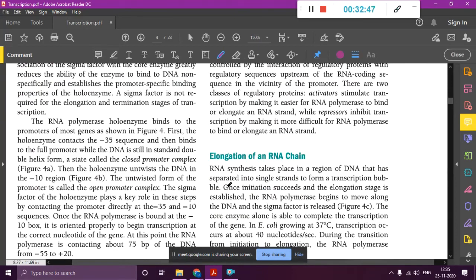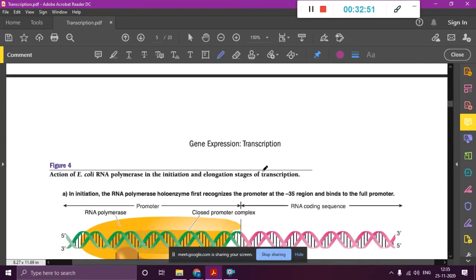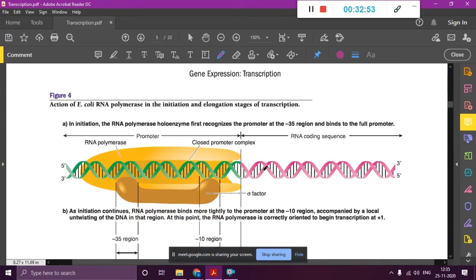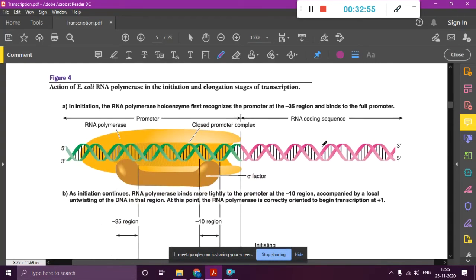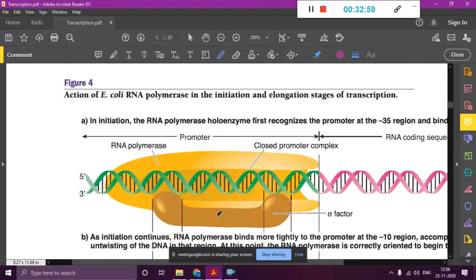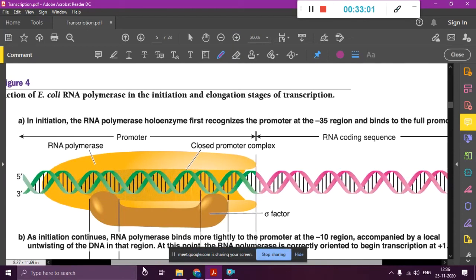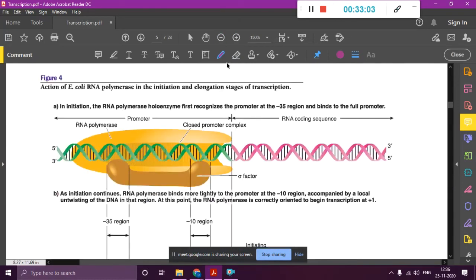Now let us go to the next figure, figure 4a. Let's see if I can increase the size. Let's keep it smaller, that's better. The title of this figure is Action of E. coli RNA polymerase in the initiation and elongation stages of transcription.